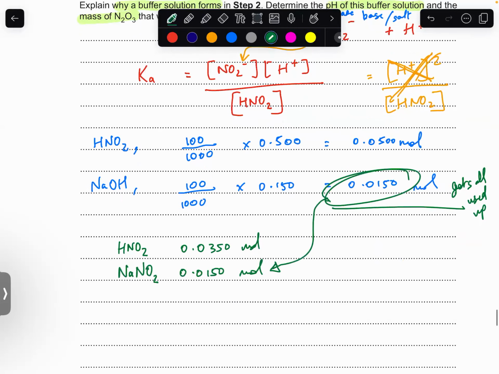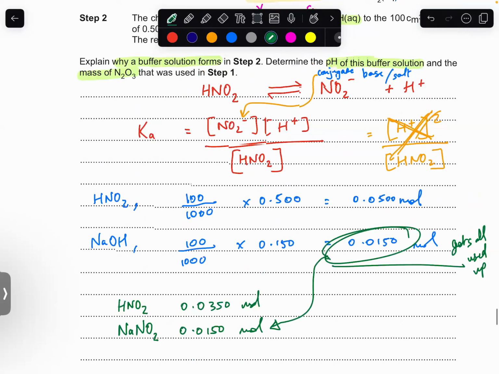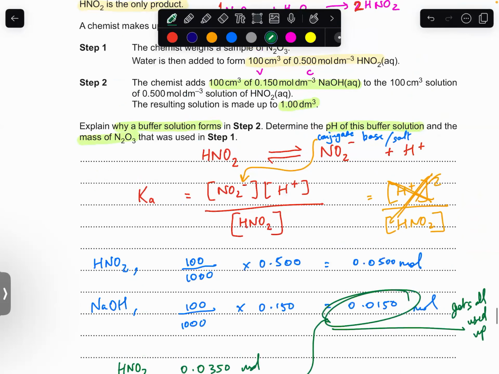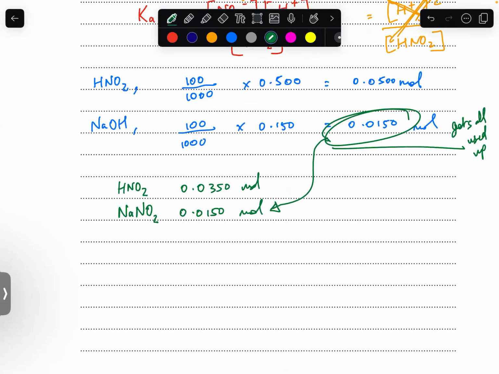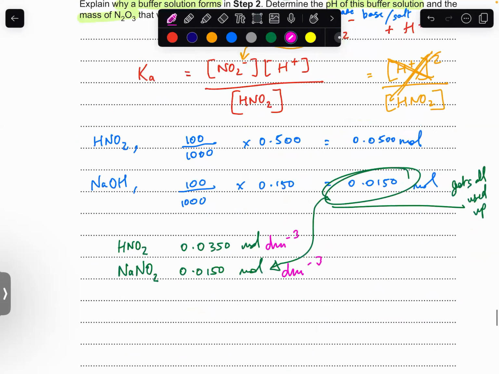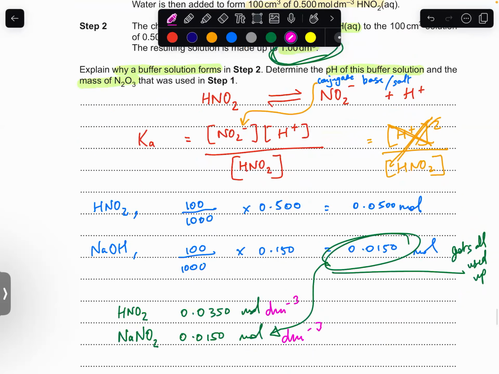So we've got these values, and now these moles, they are made up to 1 decimeter cubed. So we're adding water to it and making up to 1 decimeter cubed. And because we're making it up to 1 decimeter cubed, these mole values are actually concentrations. Okay?